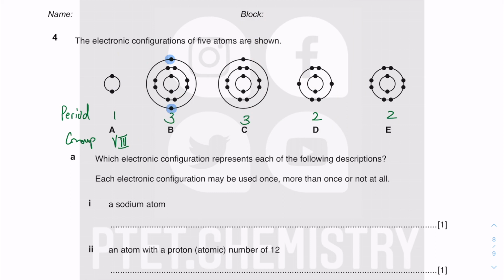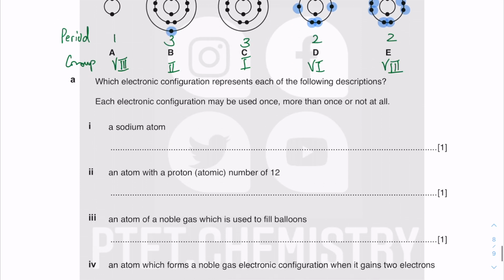So there's group 2, and here there's just group 1, and here you have 1, 2, 3, 4, 5, 6, so it's group 6. And here you have 1, 2, 3, 4, 5, 6, 7, 8. So this is group 8 very clearly, because now you're in the 2nd shell and can hold up to 8 electrons. Group 8 has 8 outer shell electrons except for helium, which has 2. Which electronic configuration? You just need to represent them as A, B, C, D, or E, and you can use them more than once or not at all.